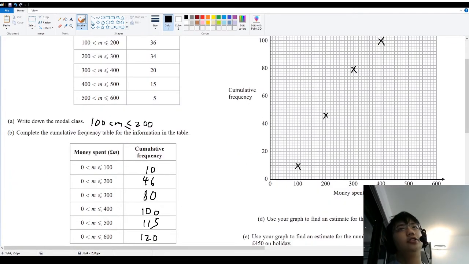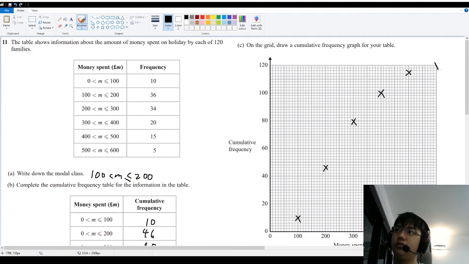So 120 families all the way up here. So that's all the families, and that's the highest amount of money spent. So now we just need to draw a line through these points. So you have 0 to 100, then 100 to 200, and 200 to 300, then 300 to 400, 400 to 500, 500 to 600, like this.